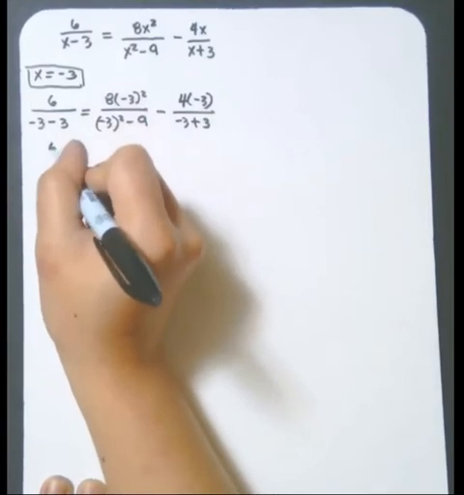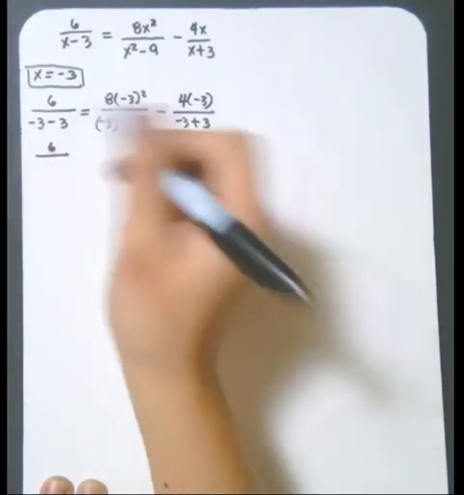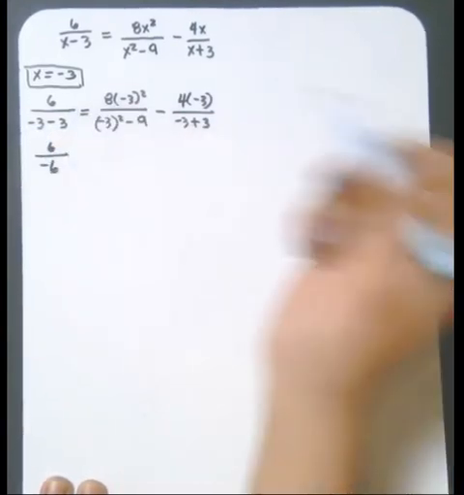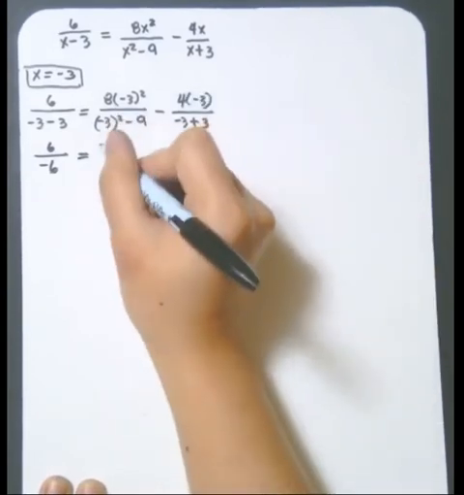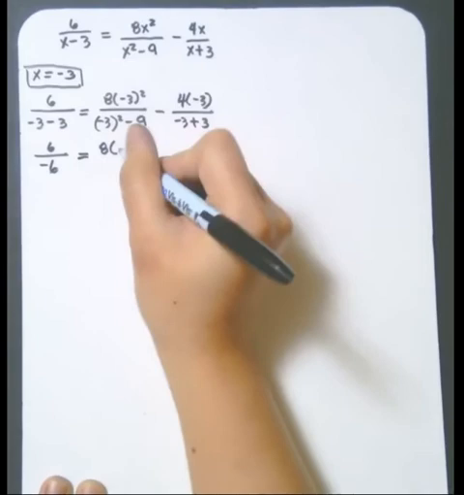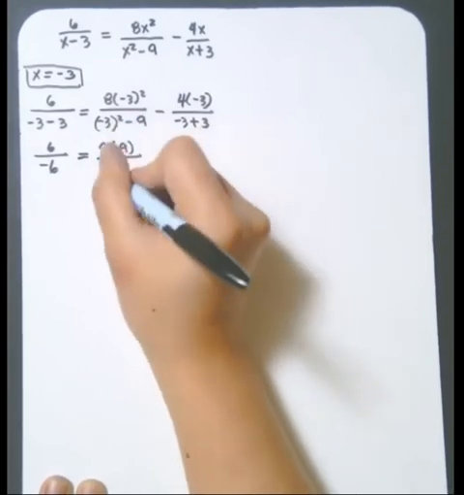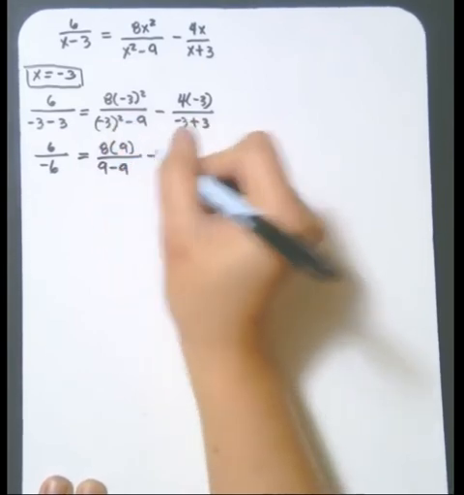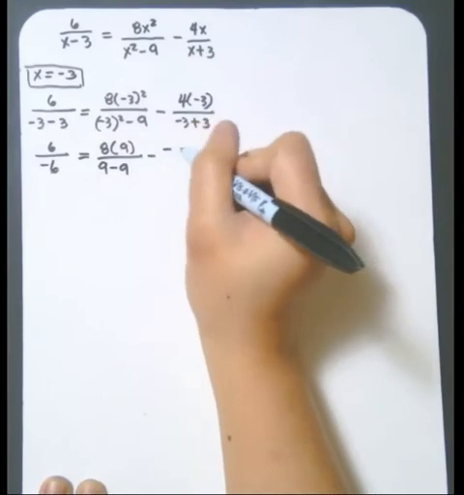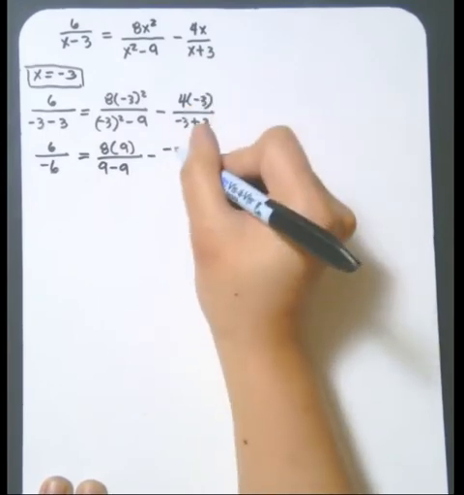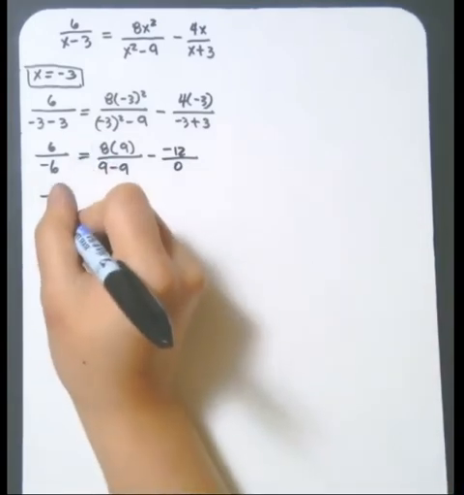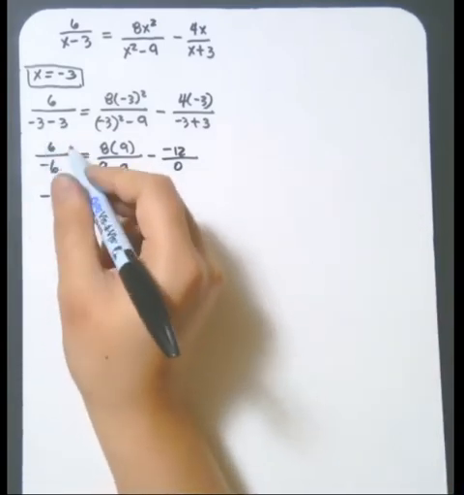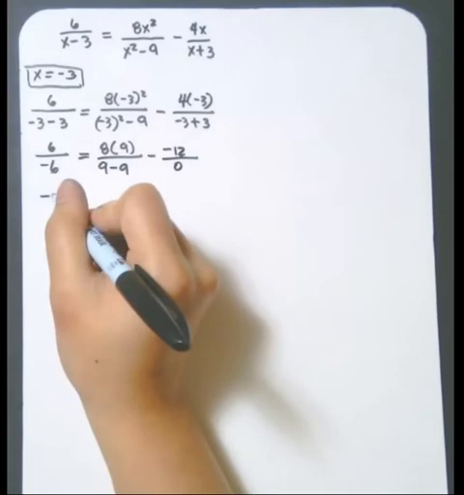So 6 all over negative 3 minus 3 is negative 6, equals 8 times negative 3 squared. Negative 3 squared is 9, minus 9, minus negative 12. 4 times negative 3 is negative 12. This is equal to 0. Negative 6 divided by negative 6 is equal to negative 1.